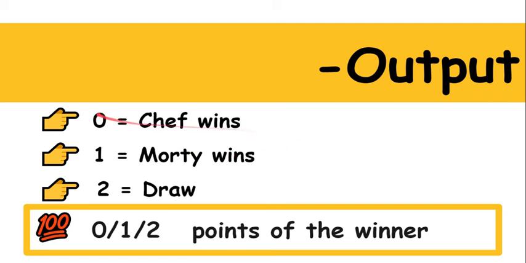Now we do not have to display only these digits. Apart from that, we also have to display the points of the winner. For example, if the chef wins, then we have to display 0, and with a space, we have to display the points that chef has, right? So that is going to be our output.